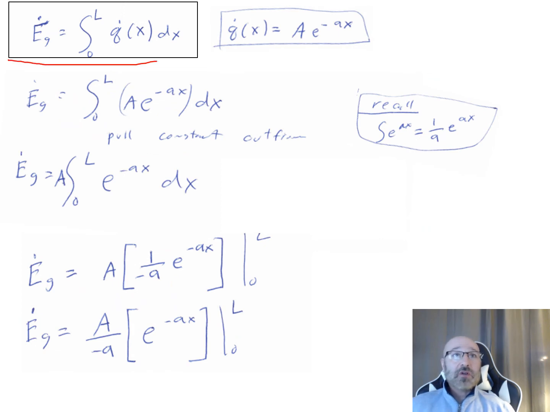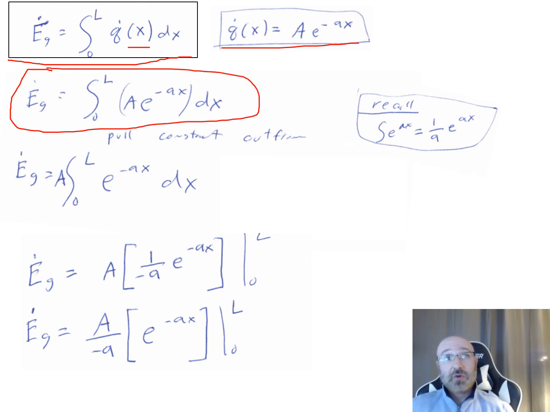We start off with this general term right here that I've boxed up above. And again, we're plugging in from part B here for our q dot of x right there. We plug that in to this general equation here, and now we end up with this relationship here. And we can start doing our calculus, do our integration here.